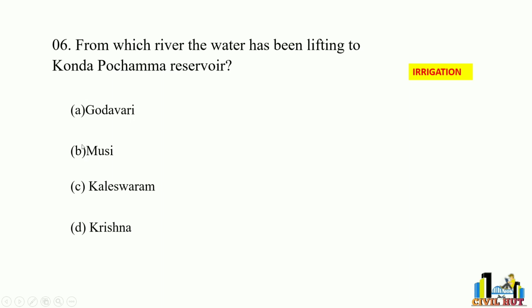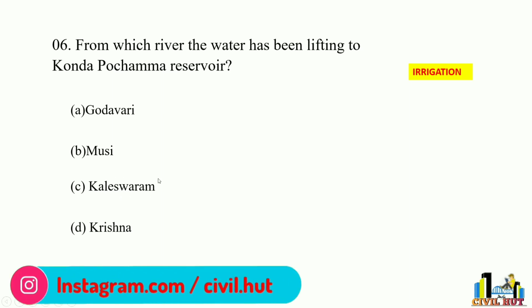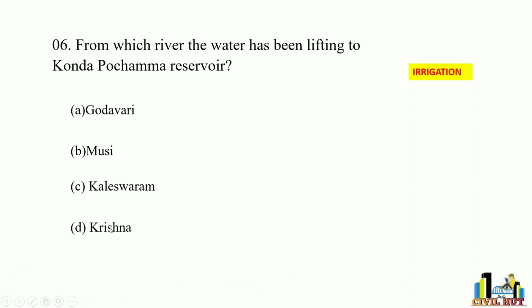B. Musi. Musi is born at Vikarabad district, Anantagiri hills. C. Kaleshwaram. Kaleshwaram is a place where the Pranahita and Saraswati rivers merge. Krishna is entering in the Gadwal district. Godavari is entering in the Nizamabad district. Musi is in Vikarabad district. Kaleshwaram is a location name.